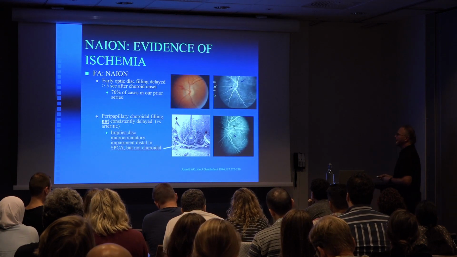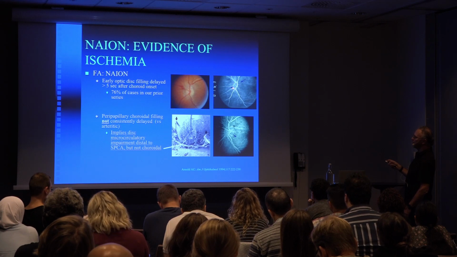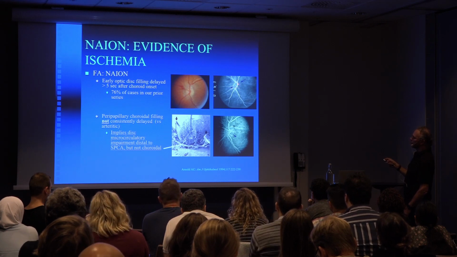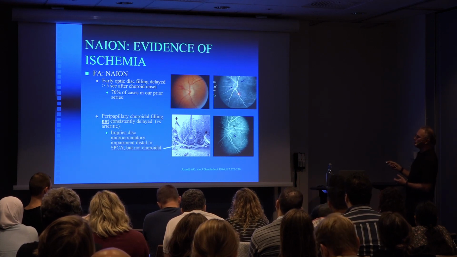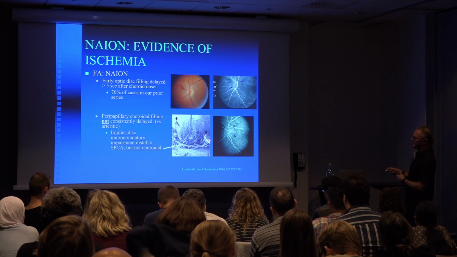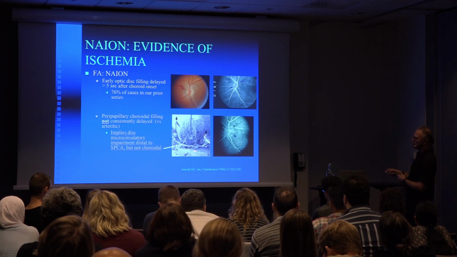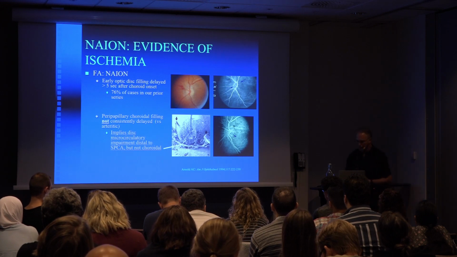In non-arteritic AION, there's also poor filling of the nerve. This is 16 seconds into an NAION. Central retinal artery is filled, choroid is filled, there's basically nothing on the disc there. And that takes another 20 seconds or so in order to get that, suggesting that NAION is not a large short posterior ciliary artery blockage, which would knock out the choroid as well, but it's distal to that somewhere in the microcirculation of the disc.